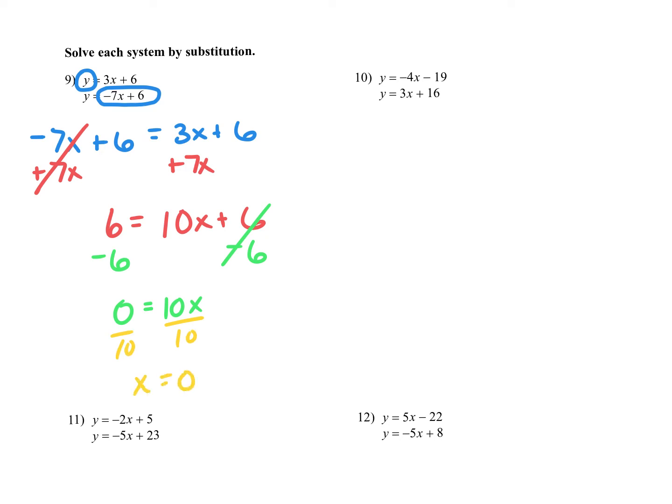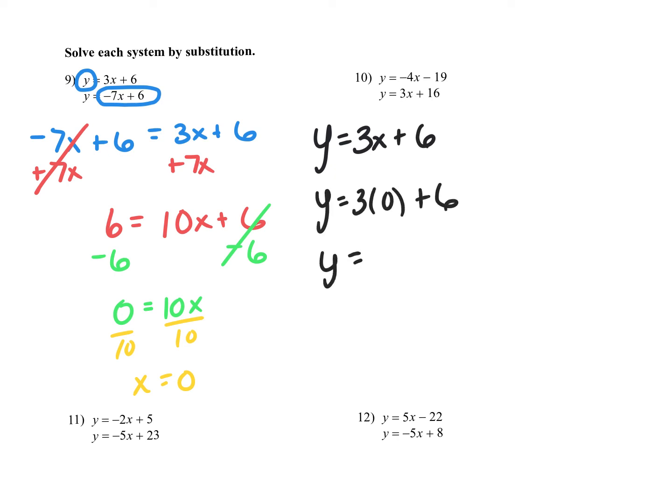I pick which equation looks easiest to me. I'm going to go ahead and go with the top equation. So y equals 3x plus 6. Instead of x, I'll put 0. So I get y equals 0 plus 6. So that means that y equals 6. So my final answer I write as a coordinate 0, 6.